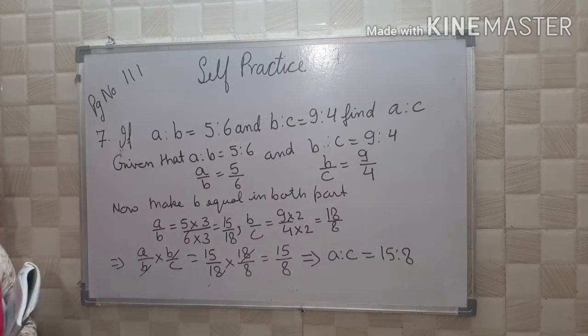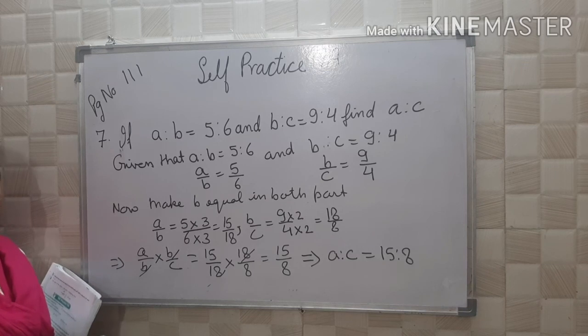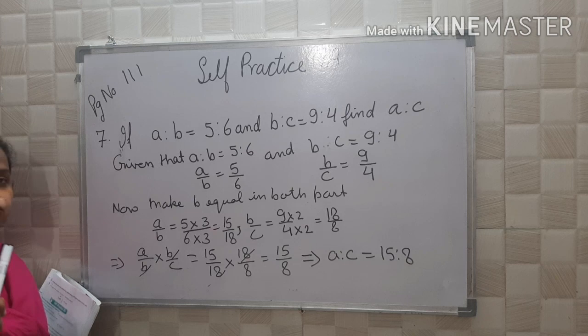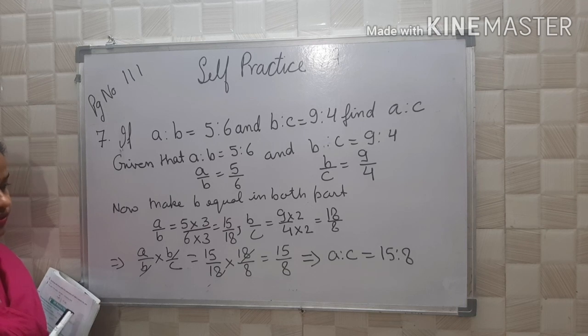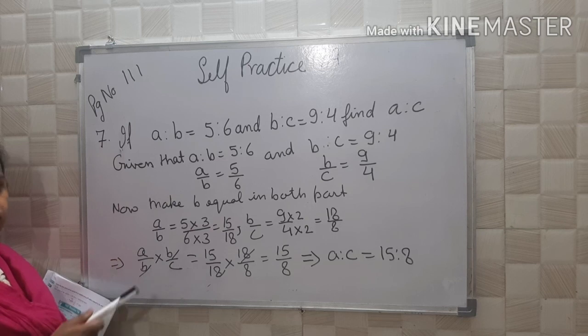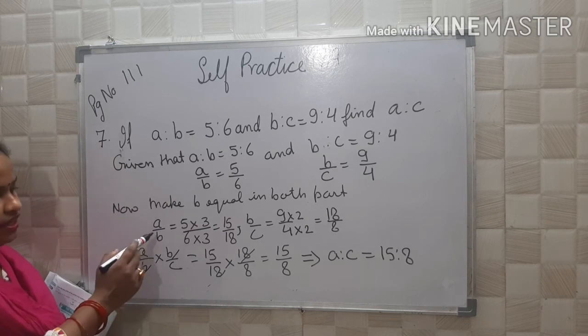Okay. There is a little bit difference. There you have to find all three together, A is to B is to C. But here what you have to do? You have to reduce B. Okay. Here you have to reduce B. So how you will reduce? First you will make it equivalent fraction. That means A upon B.